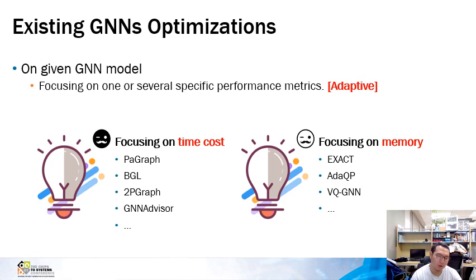So depending on the specific needs of your GNN application, you might focus on some specific metrics such as time cost, memory consumption, or even some others. You might consider one or several of these metrics. This imposes adaptive requirements on performance metrics according to different applications.